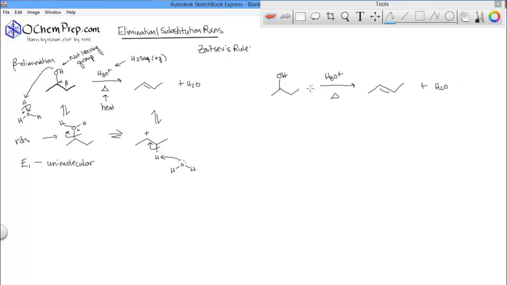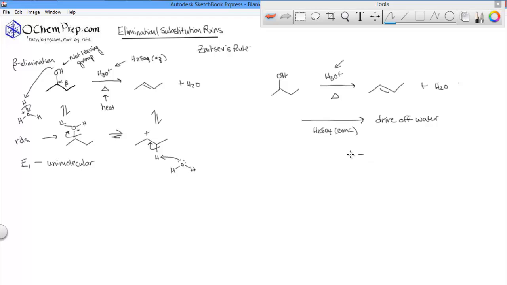So in order for it to go this direction, what you want to do is drive off water by heating it up. And so for this catalyst, to go this direction, you're going to use just a trace amount of concentrated H2SO4. So you minimize the amount of water, and then the reaction will go this direction.